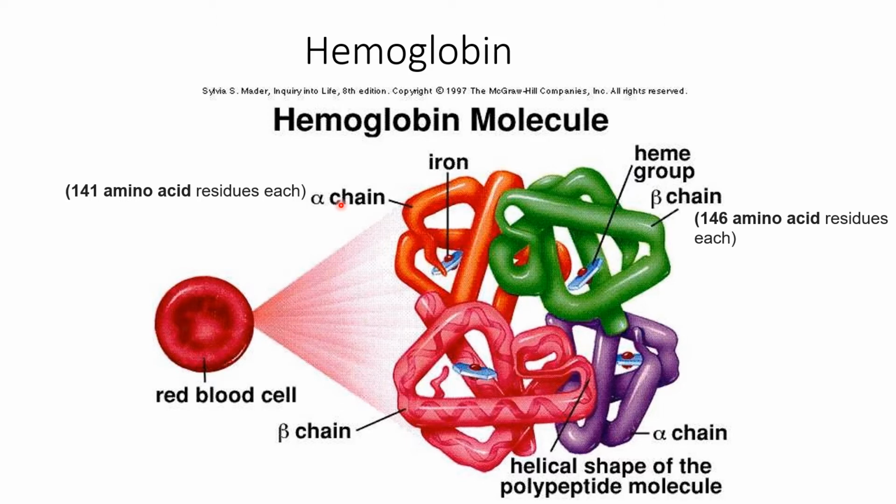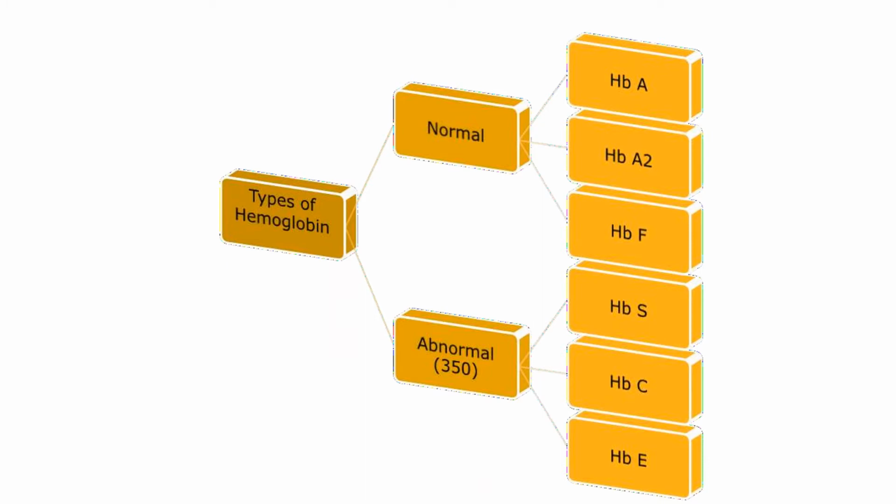Every alpha chain consists of 141 amino acids and the beta chain consists of 146 amino acids. Within each of these globin chains, you can see one iron molecule is placed. So in total there are 4 irons in a hemoglobin. The normal hemoglobins found in the human body are HbA, HbA2 and HbF. The abnormal hemoglobins include HbS, HbC and HbE.